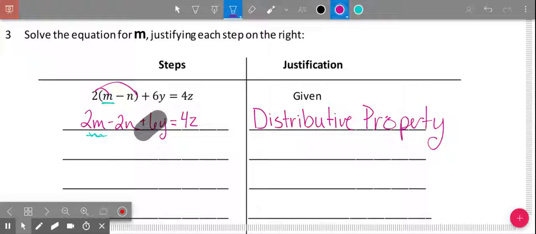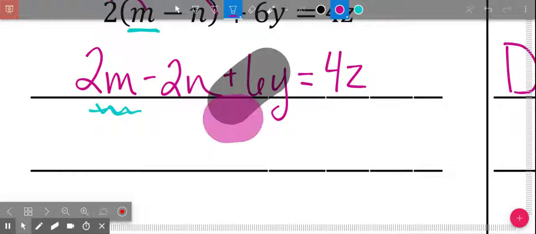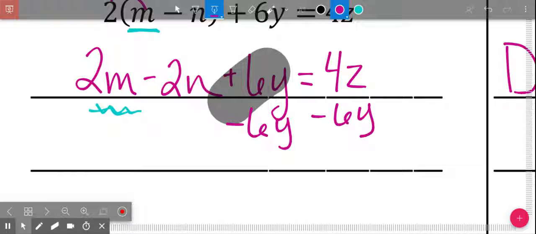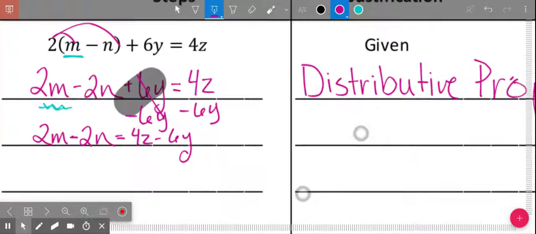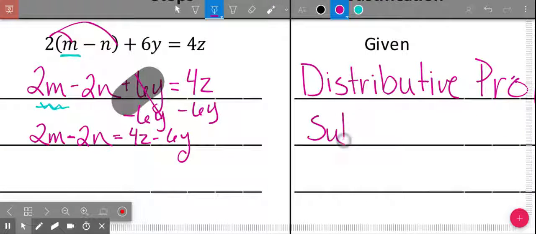Since it's a positive 6y, to get rid of it, I'm going to subtract it to the other side because that's its inverse. So I'm going to subtract 6y from both sides. Those will cancel, which is great. That's what I wanted. So I still have 2m minus 2n equals 4z and 6y, which are not like terms, so I can't combine them. So 4z minus 6y. In that step, I was subtracting, so that's my subtraction property.